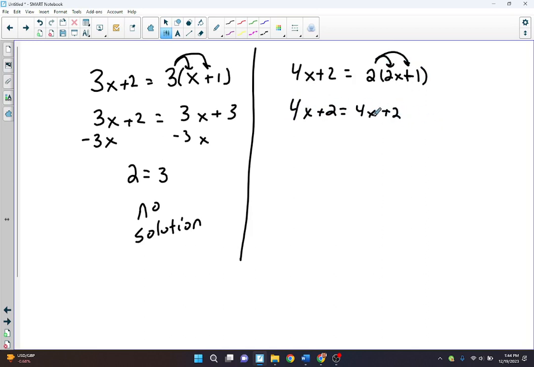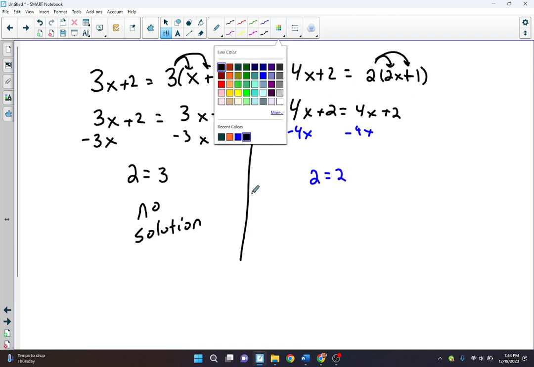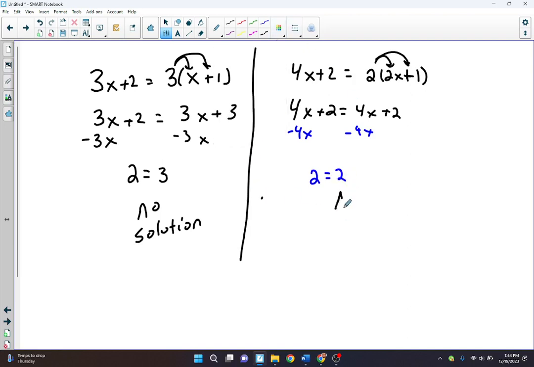At this moment, you could figure out what the answer is, but let's pretend you didn't. Minus 4x, minus 4x. You end up getting 2 equals 2. Because 2 equals 2, and that's always true, that means it's all real solutions. So all real numbers are our solution.